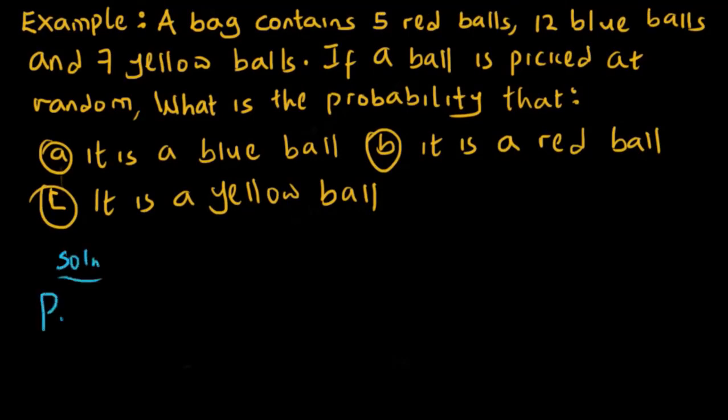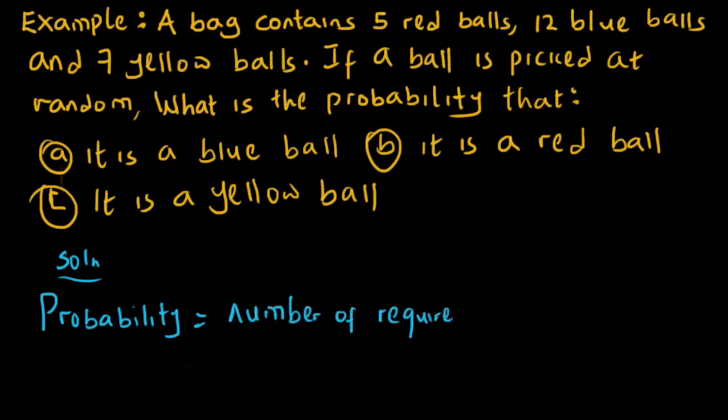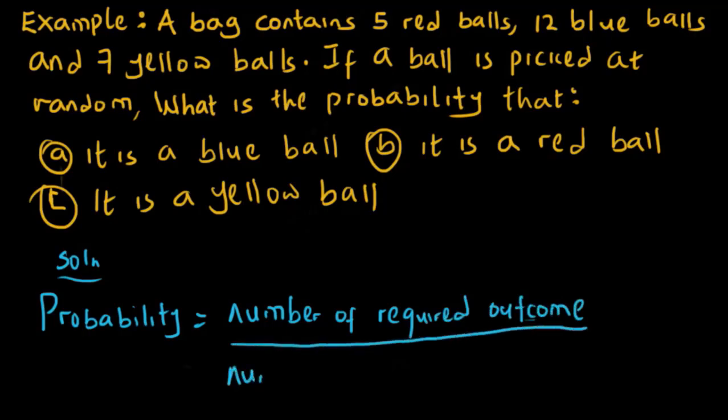So the formula for probability equals number of required outcome all over number of possible outcome.